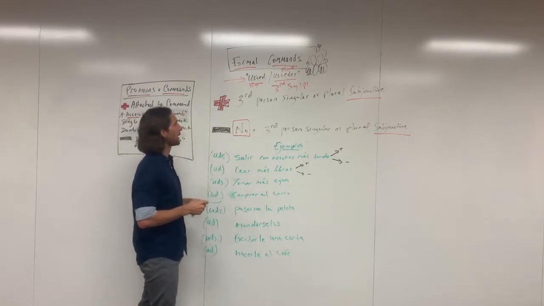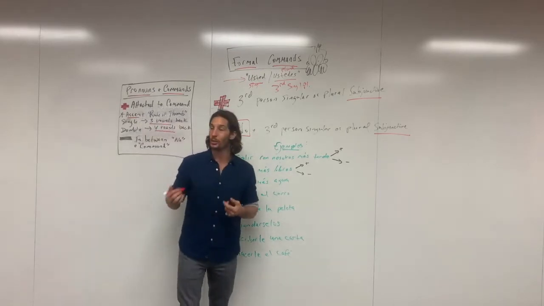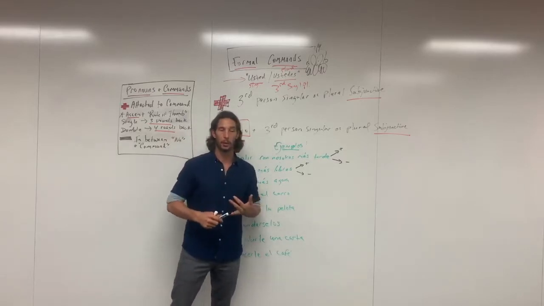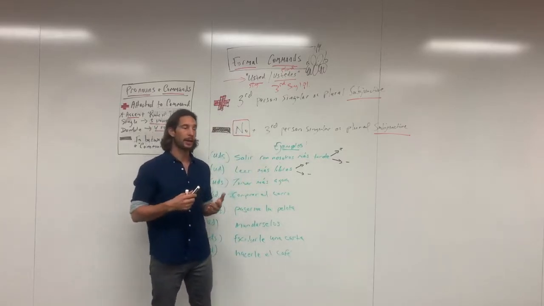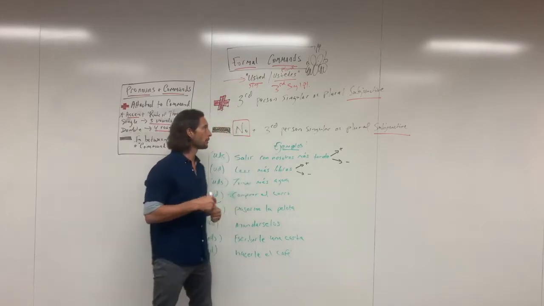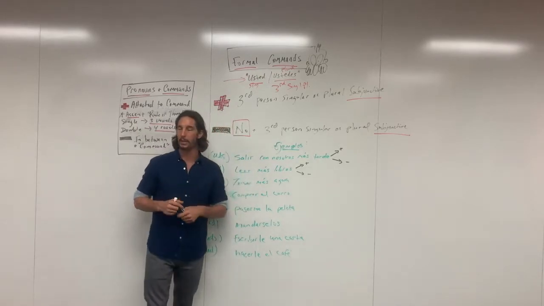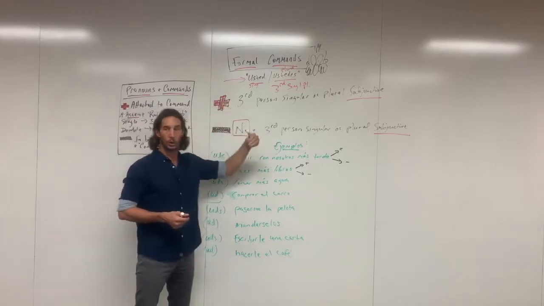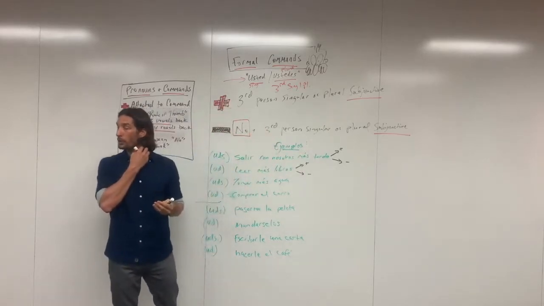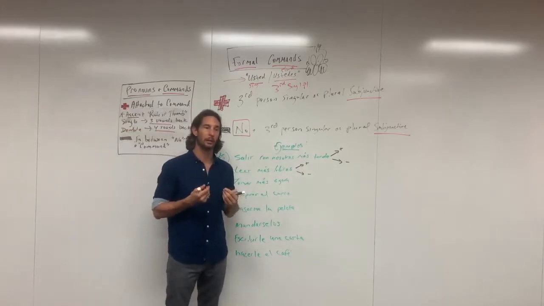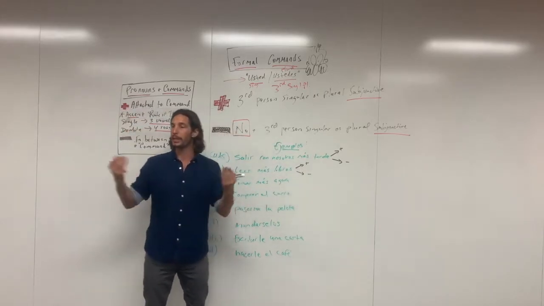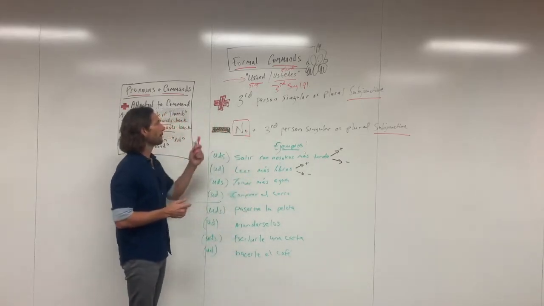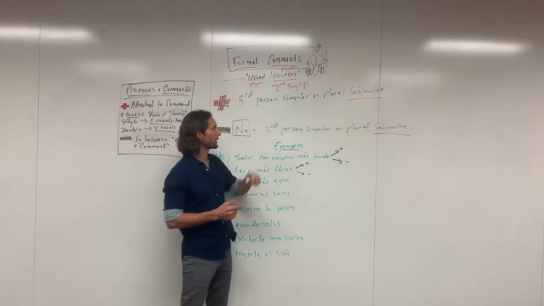As far as commands are concerned, we have formal commands, we have informal commands, which are the two commands, and then we have nosotros commands. Those are the three types of commands that we have. The two commands are saying you or you all, and the nosotros commands are saying let's, like let's eat or let's study. But for today, we're looking at the formal commands, so we're going to look at usted and ustedes.